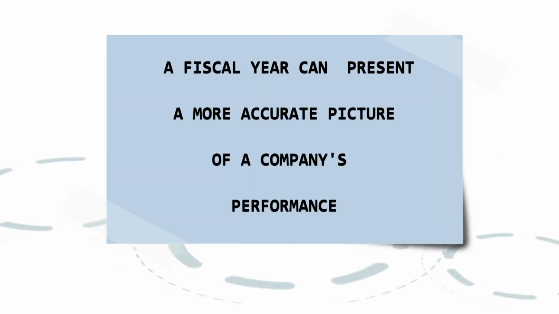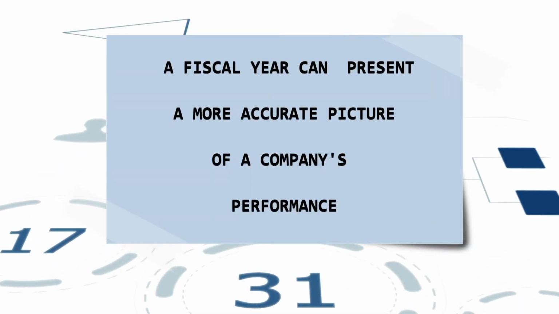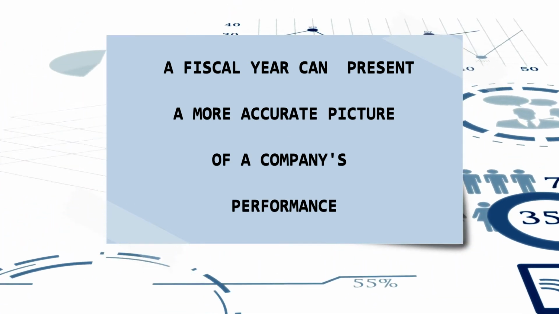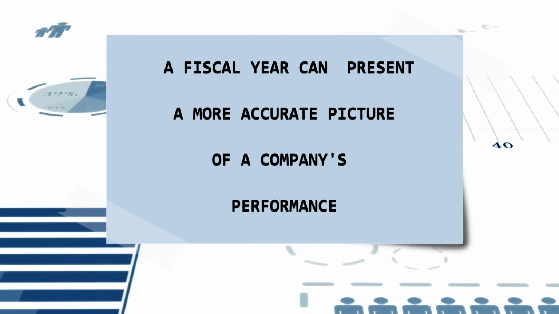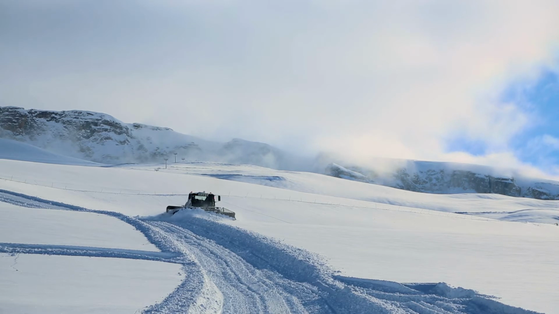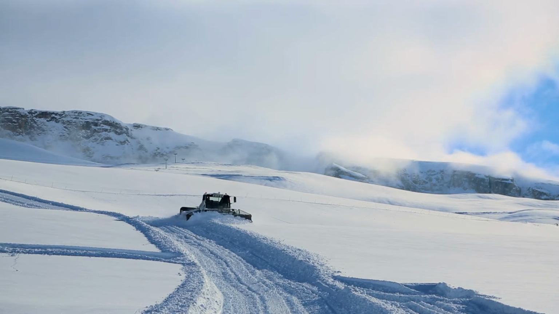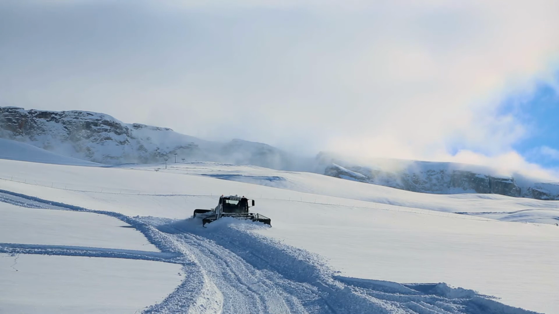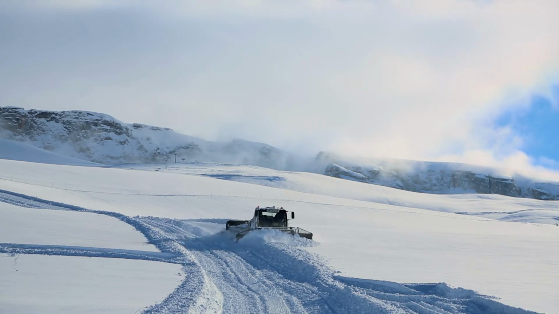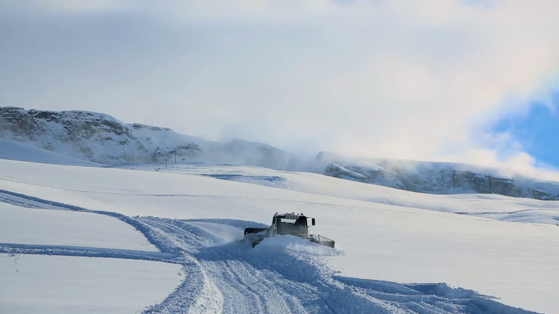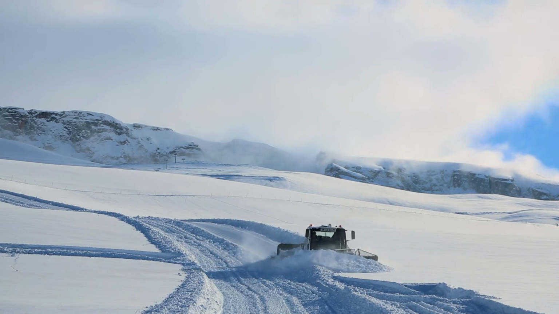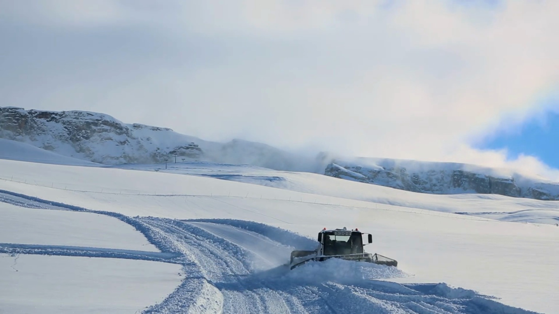While a calendar year end is straightforward and more common, a fiscal year can present a more accurate picture of a company's performance. This often is the case with seasonal businesses. For example, many snow plowing companies make the bulk of their revenue between November and March. Splitting the revenue between December and January to adhere to a calendar year end would make obtaining a solid picture of the company's performance over a single season very difficult.